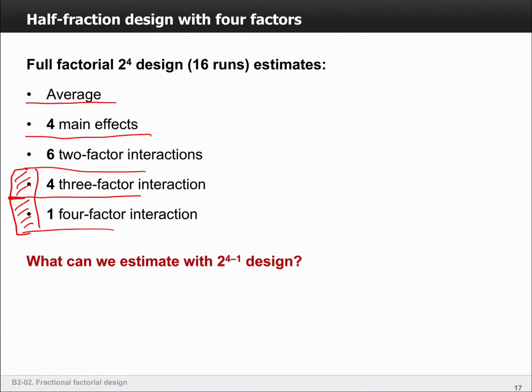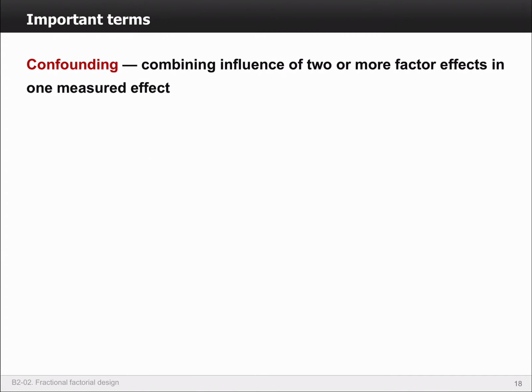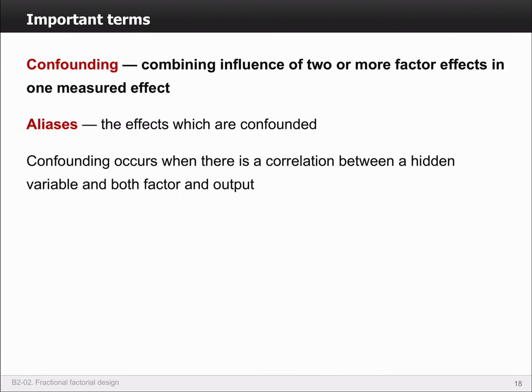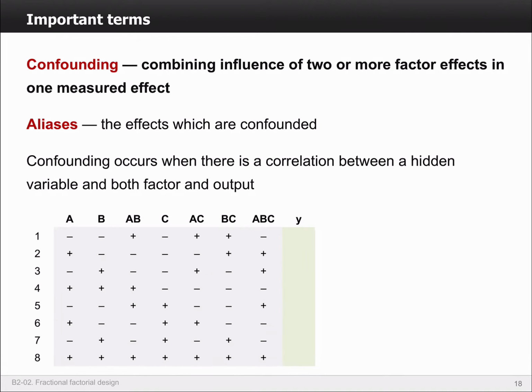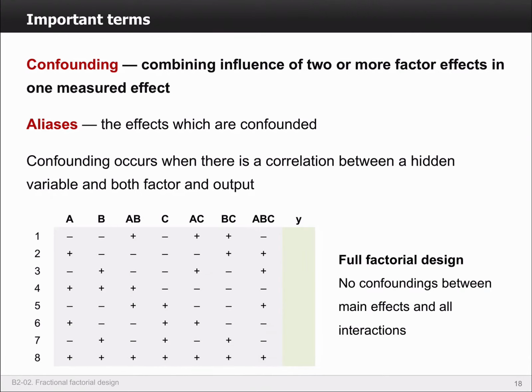So if we use 2 to the power of 4 minus 1, we use 8 instead of 16 runs. You remember that if you use a half fraction, we need to confound at least one main factor with the interaction factor, right? With the interaction effect. Okay. What is the confounding pattern for full factorial design? So if we use full factorial design, we don't have any confoundings at all. How can you see that?